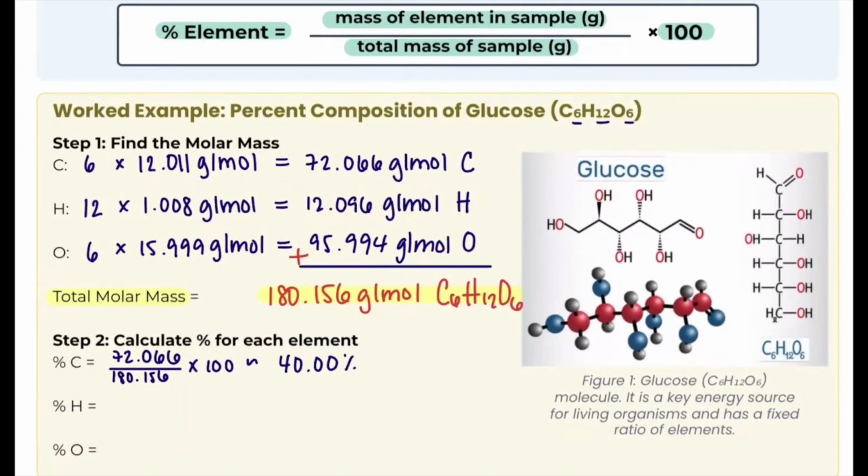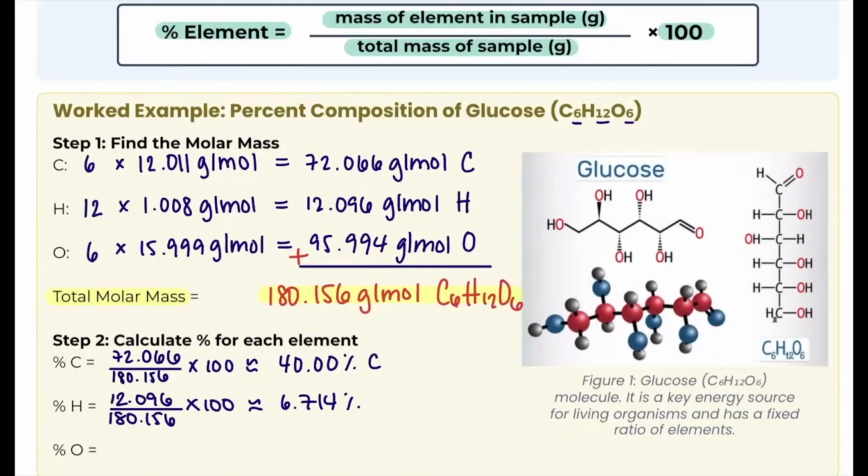Now for hydrogen, you're going to do essentially the same thing as you did for carbon. So for hydrogen, the total mass in the sample is 12.096, and then you're going to divide that by the total molar mass, which is 180.156. Multiplied by 100, and you get about 6.714%.